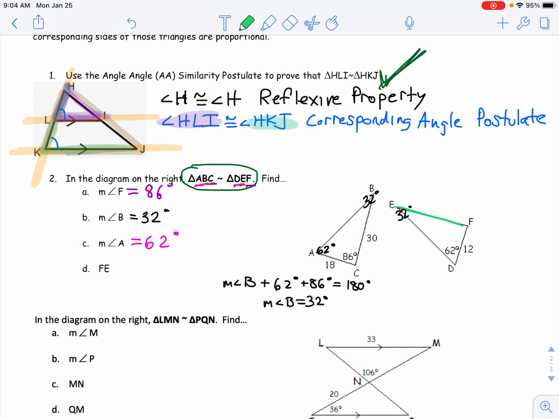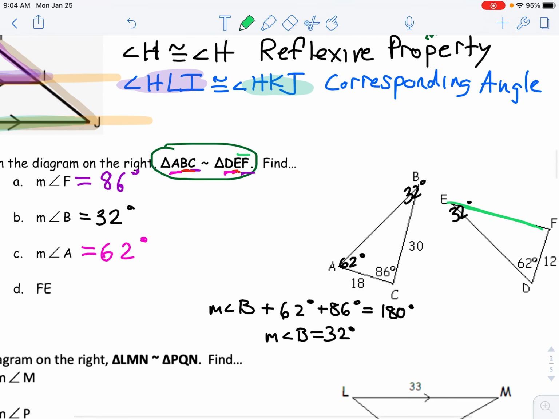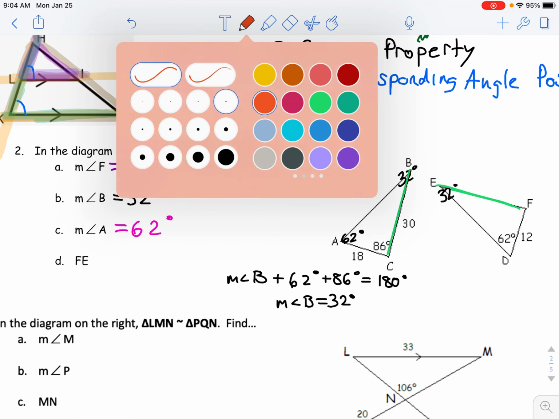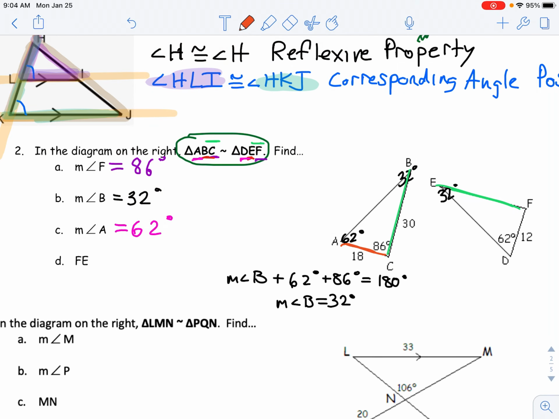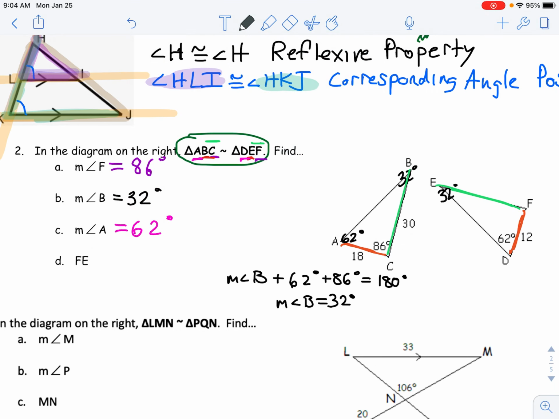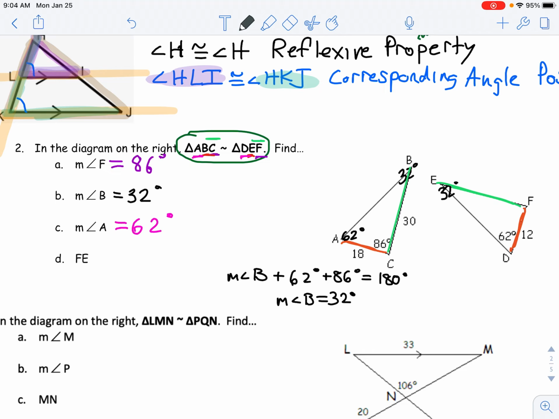But now we need to find FE. What does FE correspond to? Well, it corresponds to BC, and we know that that lines up with 30. All right. What I do have is AC and FD as well. So I just looked at my picture and identified some more information that I have. All right. So AC.